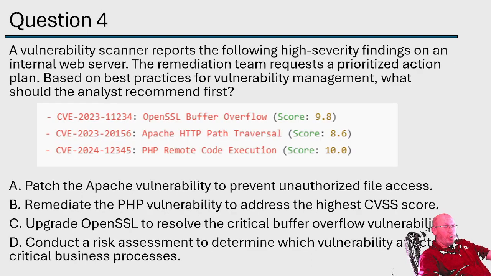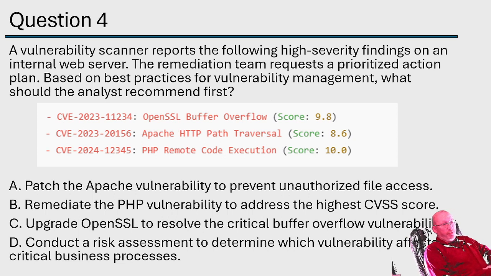All right, question number 4. A vulnerability scanner reports the following high-severity findings on an internal web server. The remediation team requests a prioritized action plan. Based on the best practices for vulnerability management, what should the analyst recommend first? We have some scores here. CVE critical vulnerability scores. We see 9.8, 8.6, and 2.0. What should the analyst recommend first for our vulnerability management?